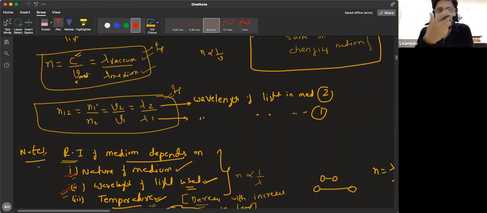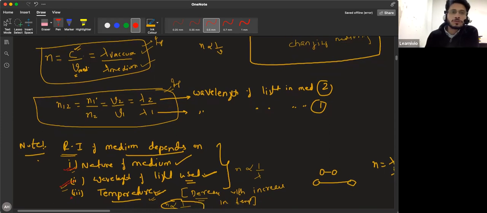Like if you take water, you pass green light through the water, the refractive index of water will be something else. You pass red light through the same water, the refractive index would be different. You pass violet light through the water, refractive index would be different. So the refractive index of a medium depends on which color light you are using, which depends on the wavelength of light also. And it also depends upon temperature. If you increase temperature, then refractive index will decrease. No doubt, it's an important conceptual question.